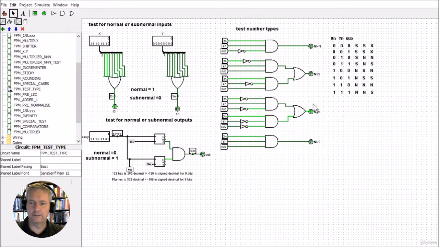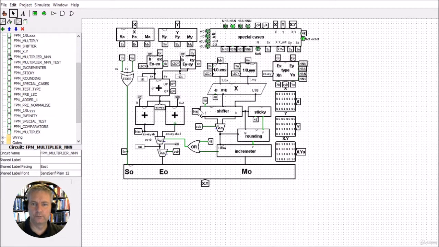So now we take these outputs, and remember, we don't want these outputs to go high whenever we've got any form of special value coming in. We only want these to go high whenever we work through a normal times a subnormal number through the whole multiplier. So let's go up and see where these go to. We take the outputs here, and then we put them into the special cases. So that's the input for the special cases.